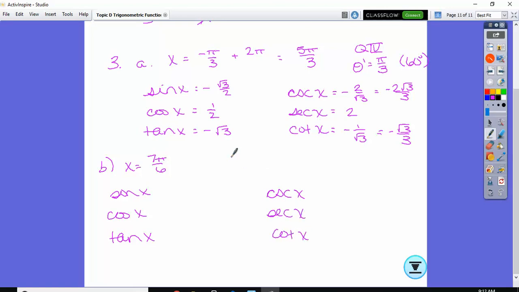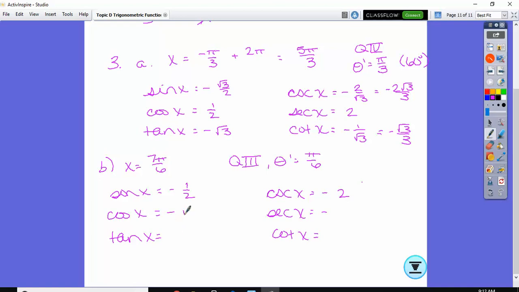Okay. 7 pi over 6, what quadrant is that? And reference angle is? Right. Okay, so all students take, so tangent and cotangent would be positive. The other 4 will be negative. Okay, pi over 6 is like 30 degrees. So sine of 30, radical 1 over 2 is 1/2. So cosecant would be -2.